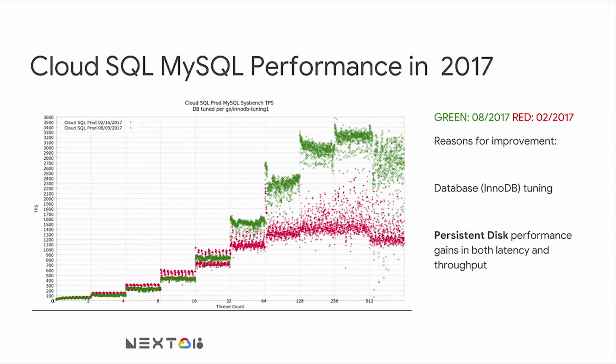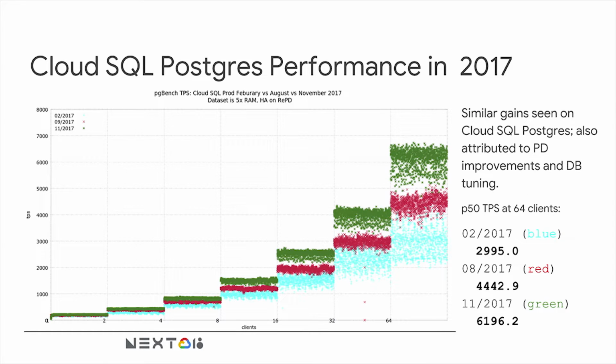So what you see here is the red line is our performance in February 2017, and the green line is the performance in August 2017. And there are 2 main reasons for this kind of improvement. One is we did some level of database, and especially InnoDB tuning, to stabilize the performance of the database and to allow the underlying storage performance improvement to show up at the database layer. The second fundamental reason for this kind of improvement is because our persistent disk has made a lot of performance improvements in both latency and throughput. Remember that Cloud SQL is built on top of Google Cloud Platform and uses persistent disk as an underlying storage foundation.